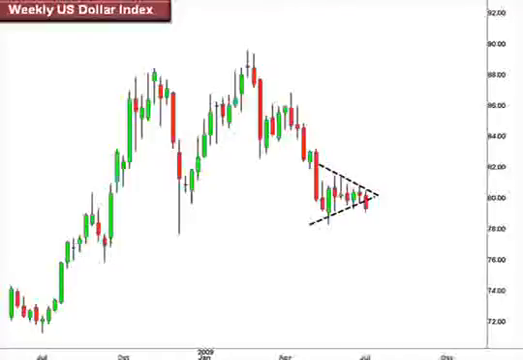As always, we're going to start with a look at the U.S. dollar. And of course, the U.S. dollar weakened against most major currencies, appearing to have broken the bottom trend line of the sideways triangle that we have been watching on our weekly chart.